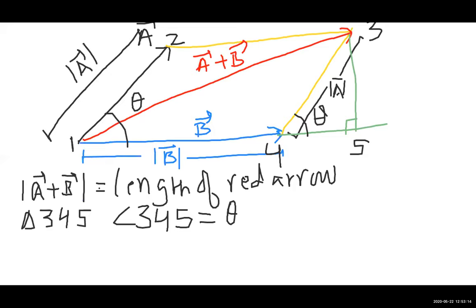Now, can you tell me what is the value of cosine theta in this right angle triangle, that is 3, 4, 5? What is the value of cosine theta? Base upon hypotenuse. So, मैं क्या लिखूंगा? Base क्या है? Hypotenuse क्या है? Base है 4, 5, right? और hypotenuse है 4, 3.